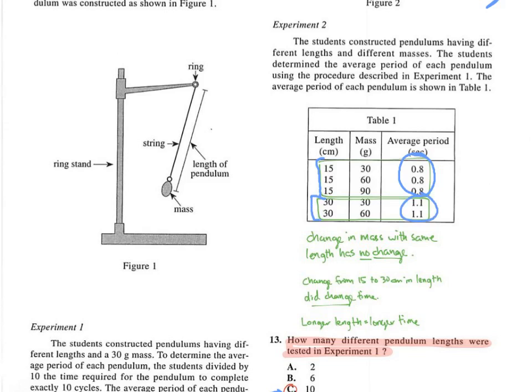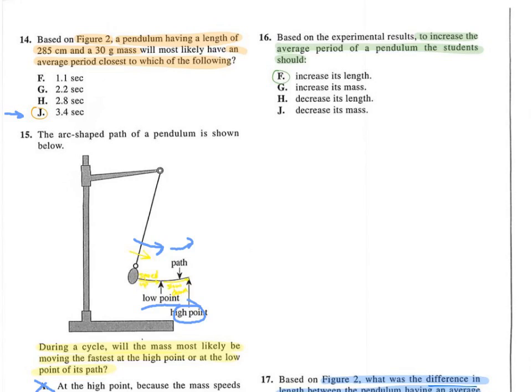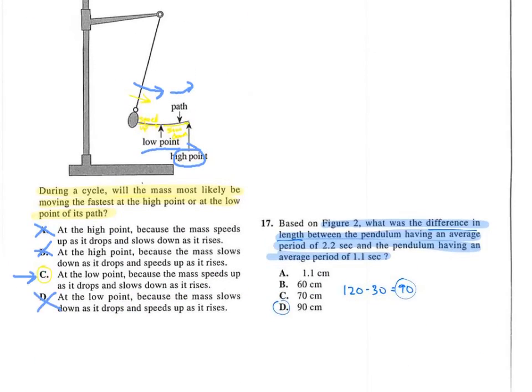So changes in mass with the same length had no change. Changes from 15 to 30 centimeters in length did have a change. Based on those two things, figure 2 and this table here, the longer the length, the longer the period. So you would want to increase the length of the pendulum for it to have a longer period.